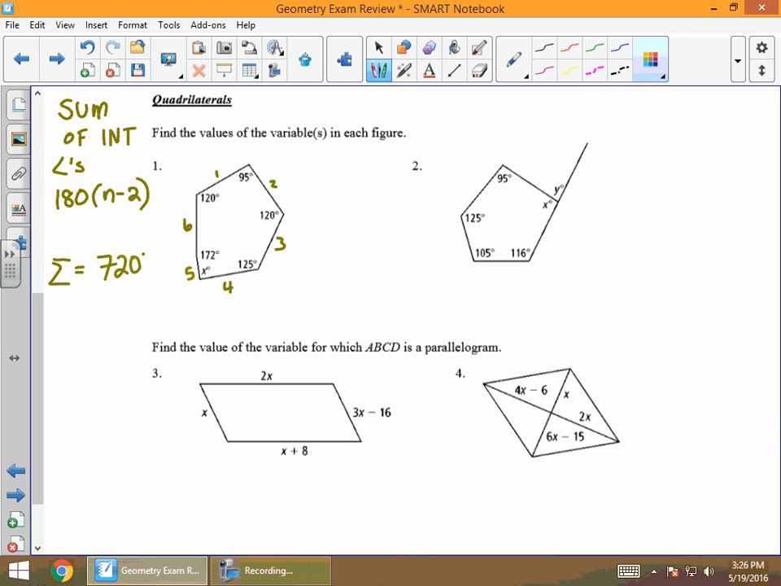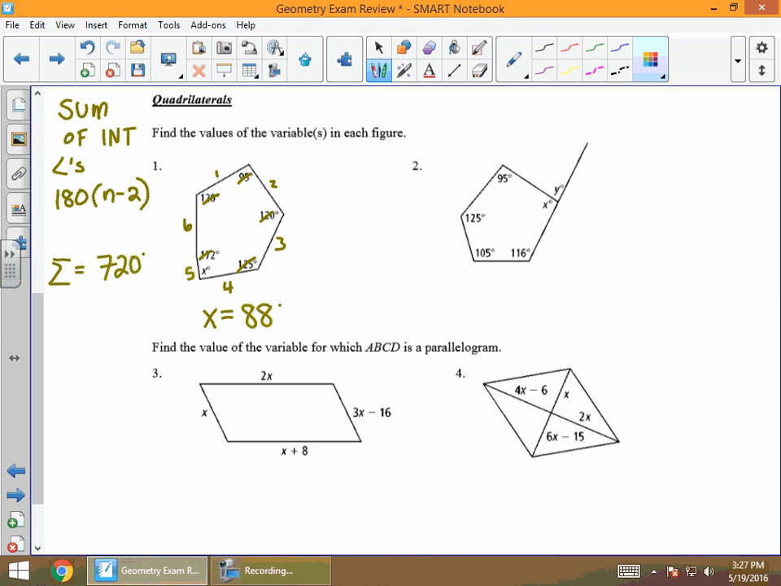So the easiest thing to do is to take 720 and start subtracting out 120, subtract out 95, subtract out 120, subtract out 125, subtract 72, and you will get x to be 88 degrees. A little known fact, 88 is also the number of miles per hour the DeLorean needs to be going in order to travel back in time, in case that comes up on your final exam.